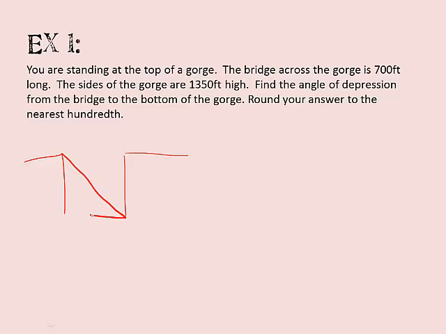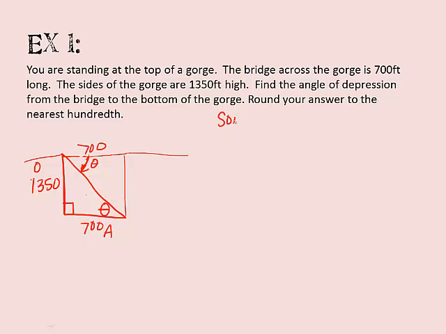And here's my right triangle. This is the canyon. It says the sides of the gorge are 1350 feet high, so that's the height. Angle of depression from the bridge, here's the bridge, right, to the bottom, looking down to the bottom, this angle right here is what we need to find, right? The bridge across is 700 feet, so that means the base of it is 700 feet also. So if this is my right triangle, if this is angle theta here, then my angle theta sits right here. Now, relative to angle theta, what two sides do I have? I have the opposite and I have an adjacent side.